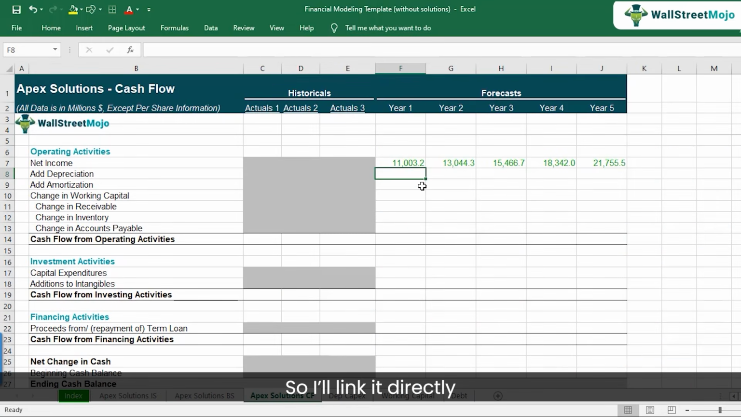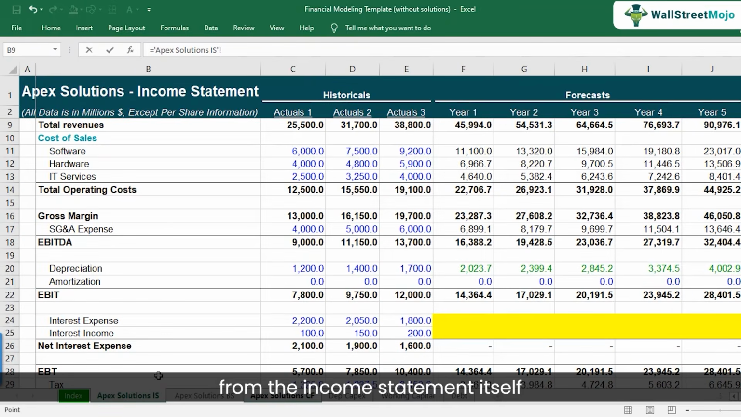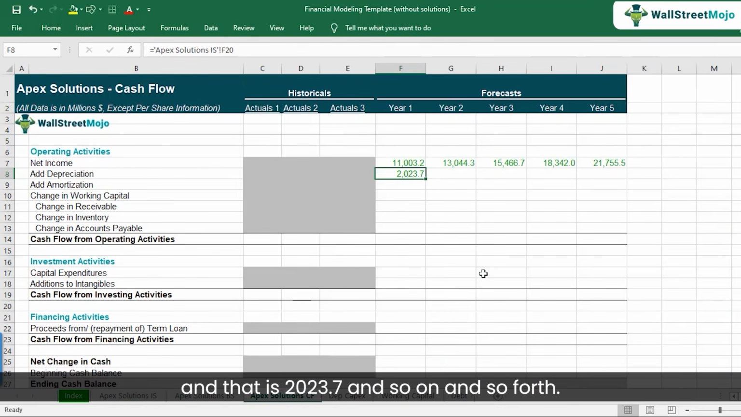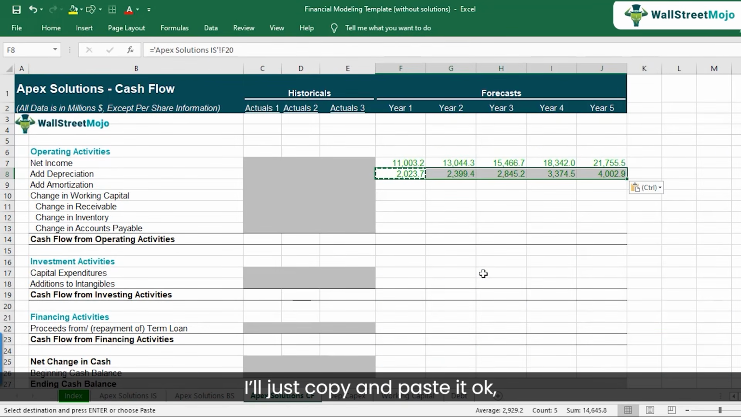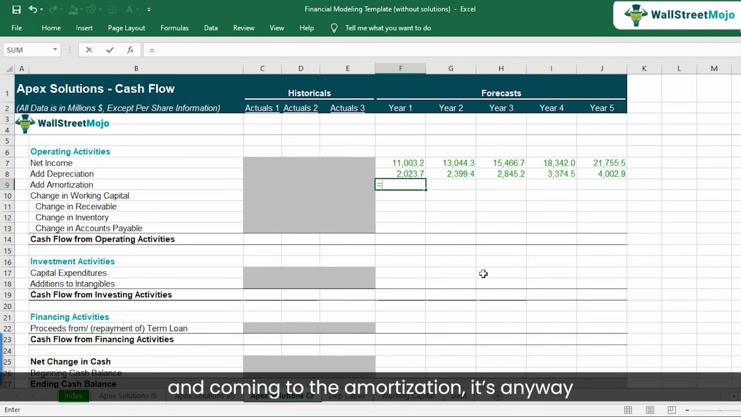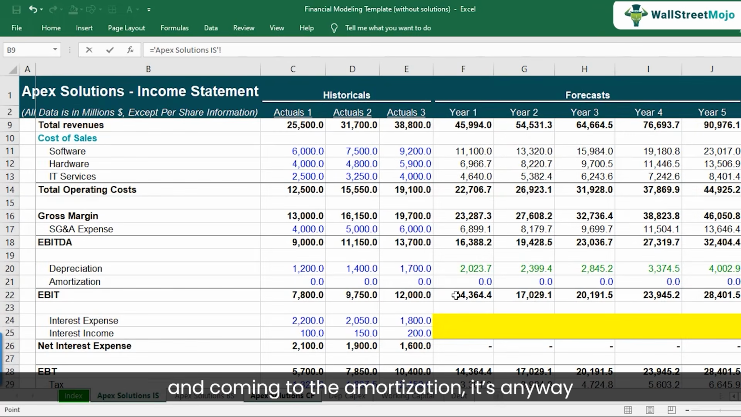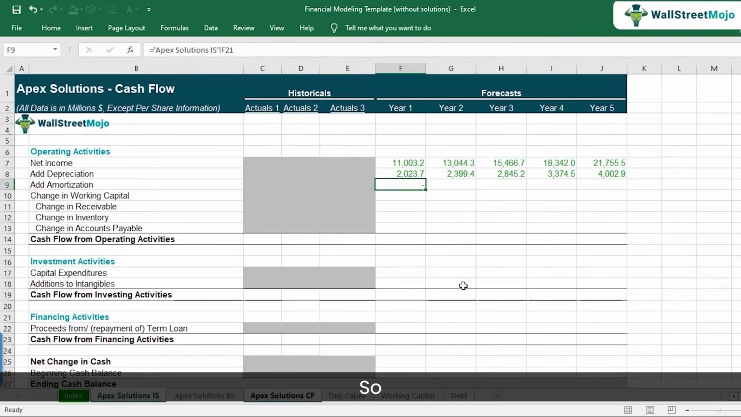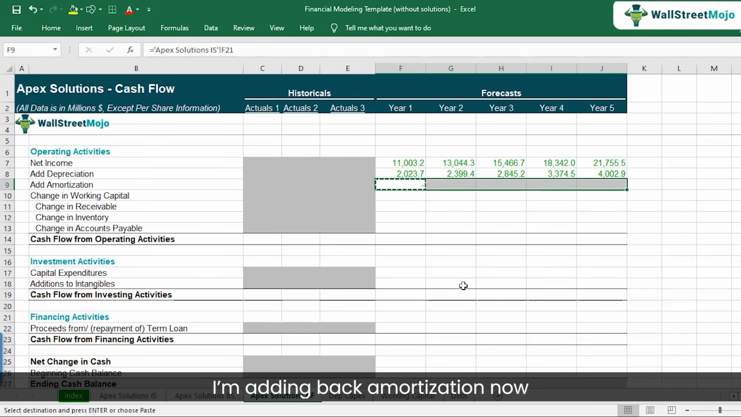Okay, so I'll link it directly from the income statement itself, and that is 2023.7, and so on and so forth. I'll just copy and paste it. Okay, and coming to the amortization, it's anyway 0, but we'll still have to link it. Tomorrow, if I want to change this, the links should function automatically, right? So I'm adding back amortization.